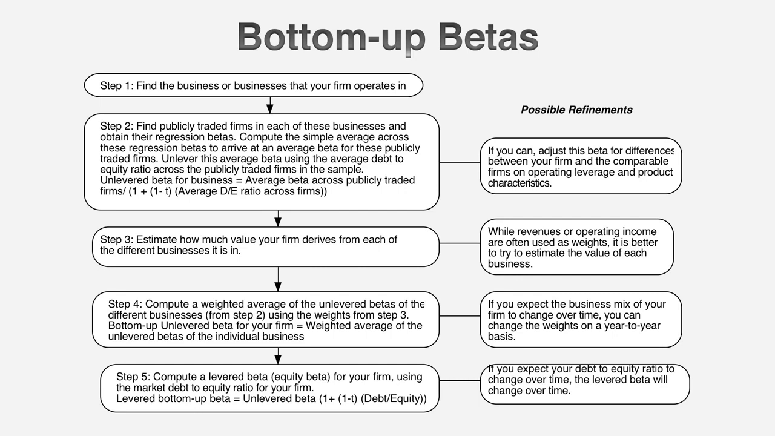Now, you might not be able to give me how much value you get, but you might be able to give me the revenues you get from each business. I'll take a weighted average. That's going to give me a beta for the businesses you're in as a company.